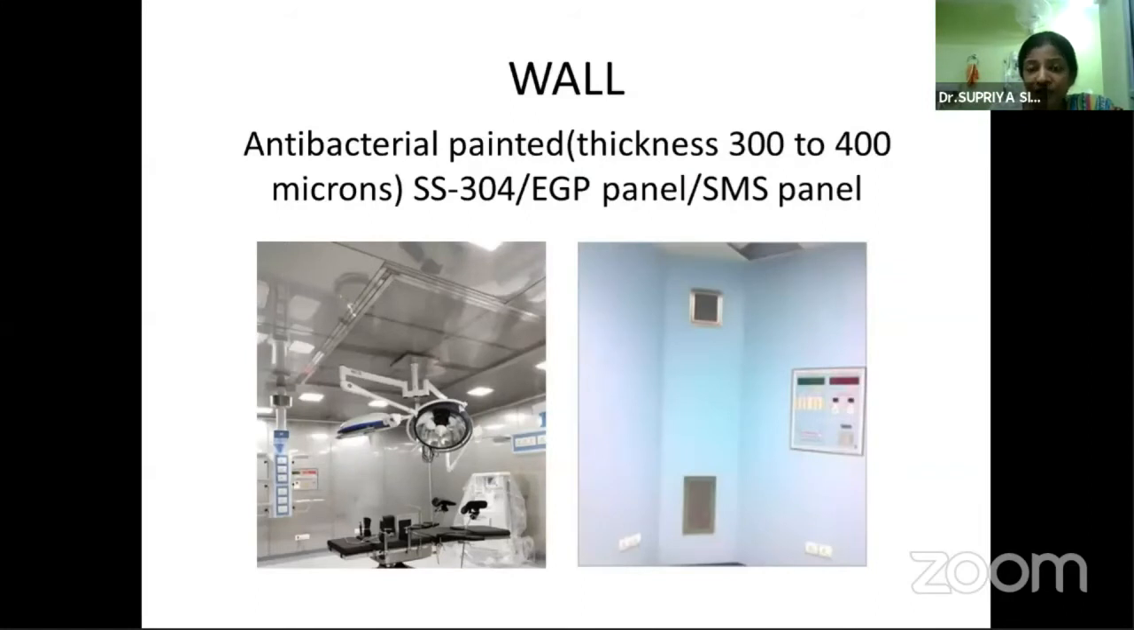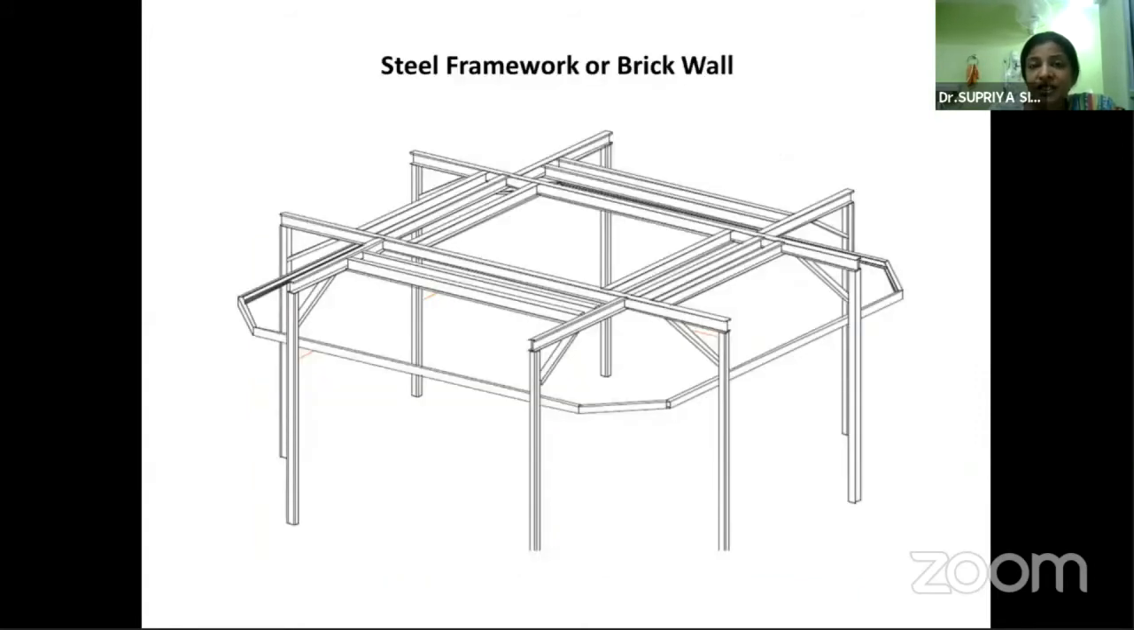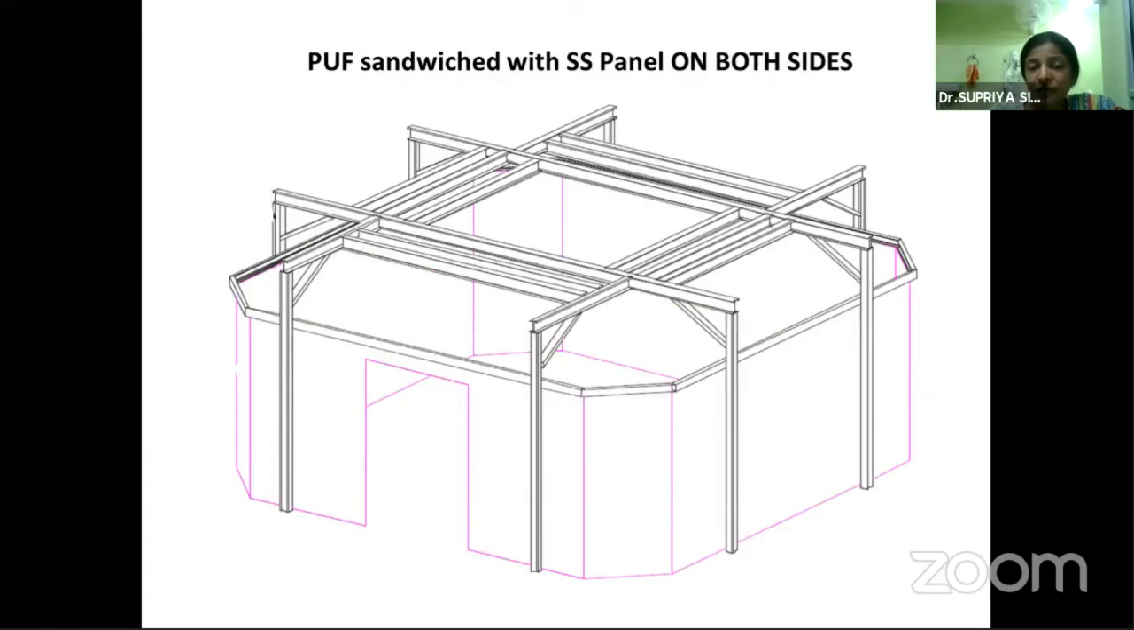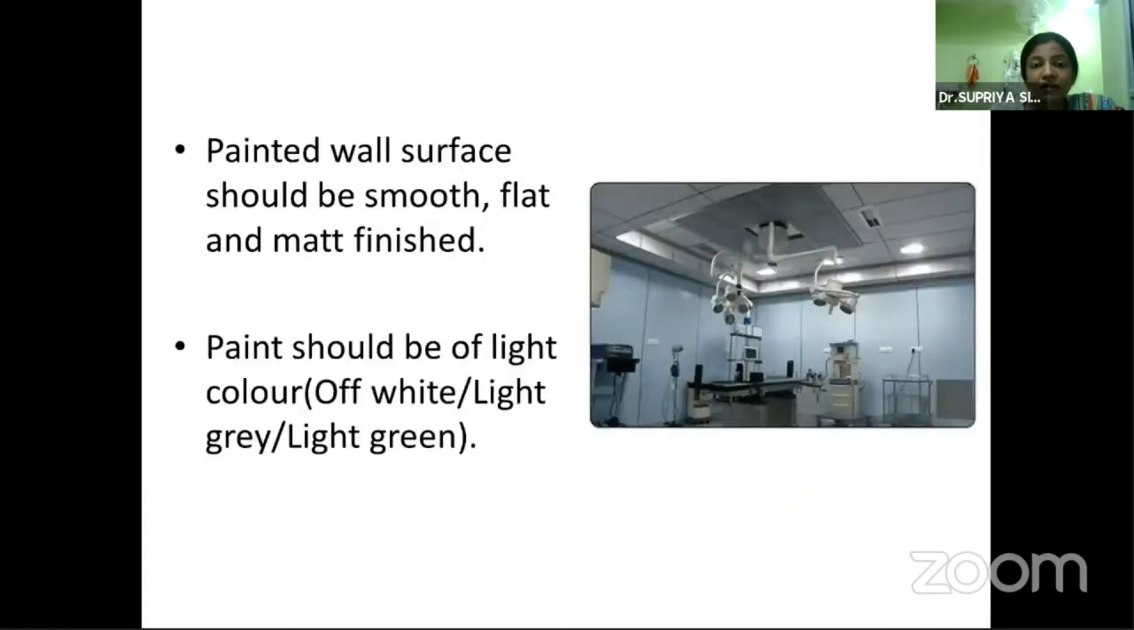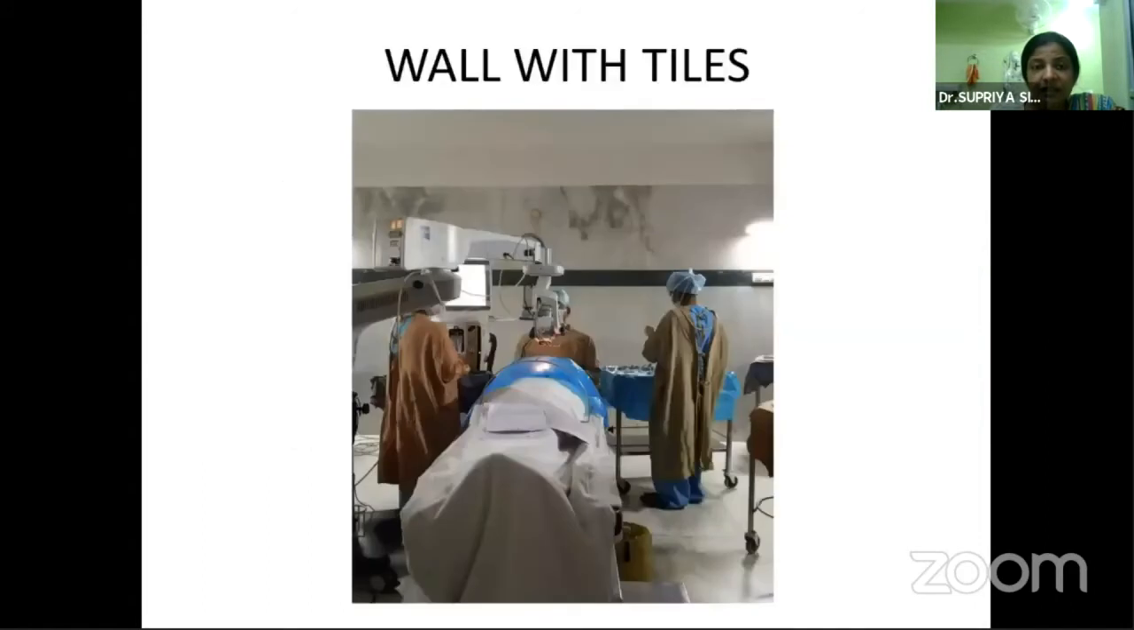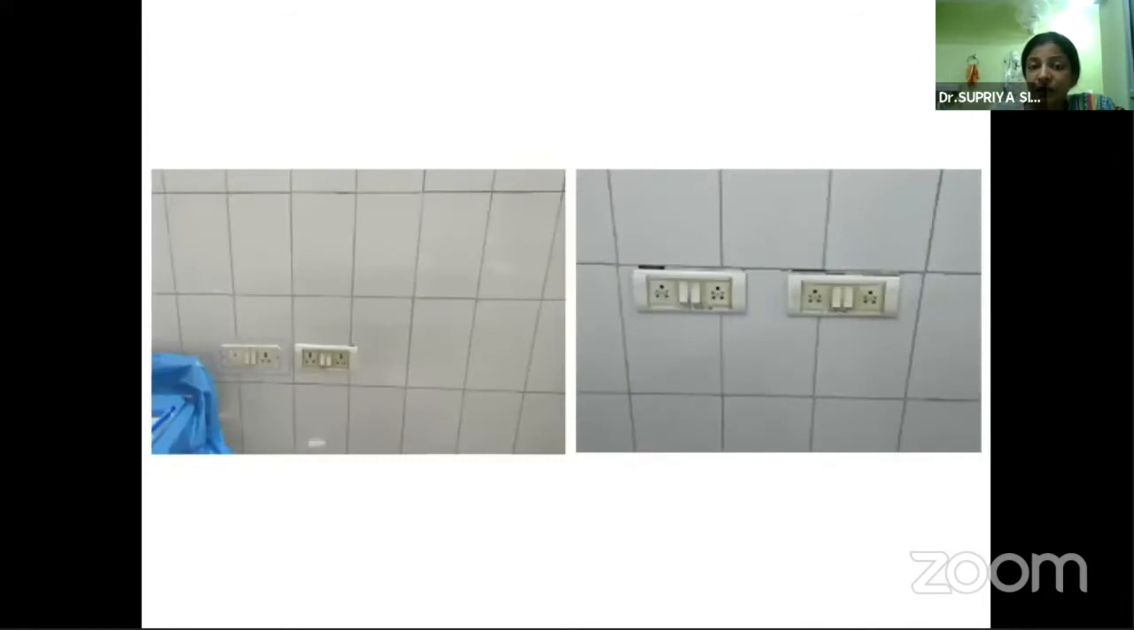Walls should be smooth, non-reflective, non-porous and easy to clean. In modular OTs, walls are made up of stainless steel or EGP panels. For this, initially a framework is laid down which comprises of either brick wall or a steel framework, and upon that framework on either side PUF sandwiched stainless steel panels are placed. These panels are then painted with antibacterial paint. Paint should preferably be of light color. If budget is a constraint, then instead of stainless steel, tiles can also be used, but the grouting in tiles can become dirty and therefore tiles and grout should be cleaned daily. And if there is a gap, it should be sealed and waterproofed immediately.